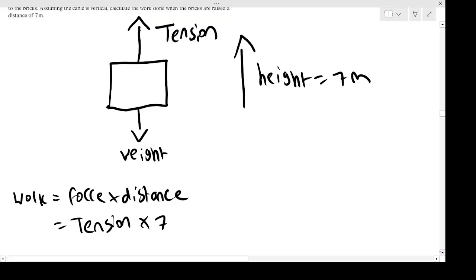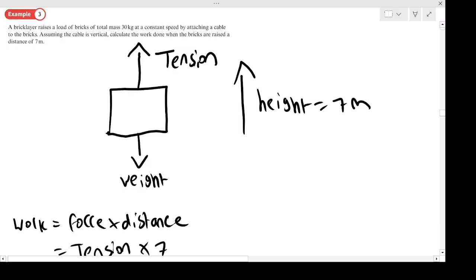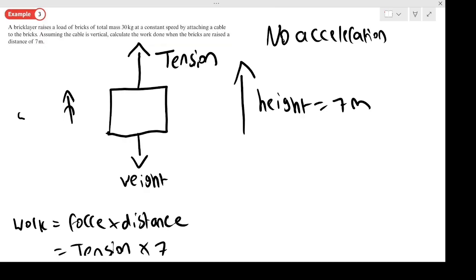So I just need to find the tension. How am I going to do that? Well, again, hopefully you paid attention. It mentions this key word, constant speed, which means there is no acceleration. So acceleration is 0. So it's moving up with 0 acceleration. So there we are, no change in speed. That's my acceleration, 0.